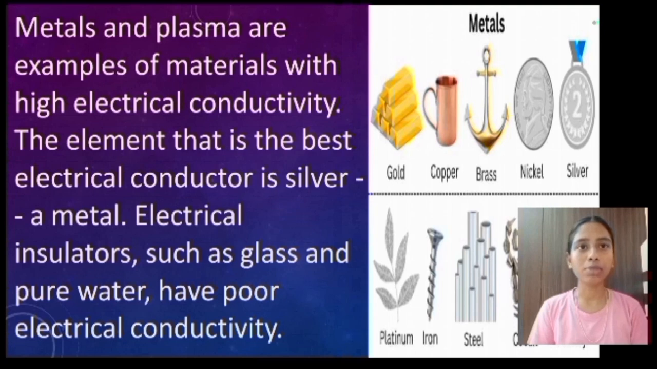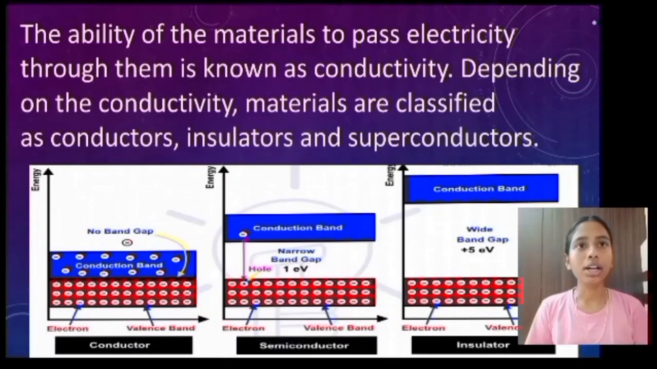The element that is the best electrical conductor is silver, which is a metal, and electrical insulators such as glass and pure water have very poor electrical conductivity. And the ability of the materials to pass electricity through them is known as conductivity. Depending on the conductivity, materials are classified as conductors, insulators, and superconductors.